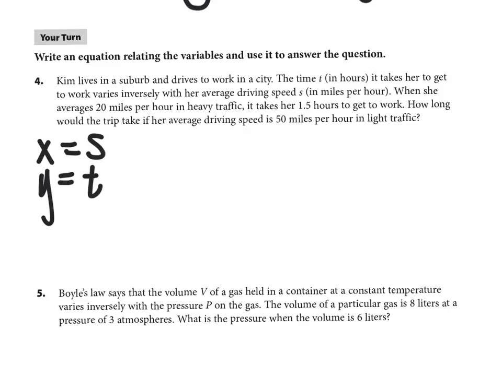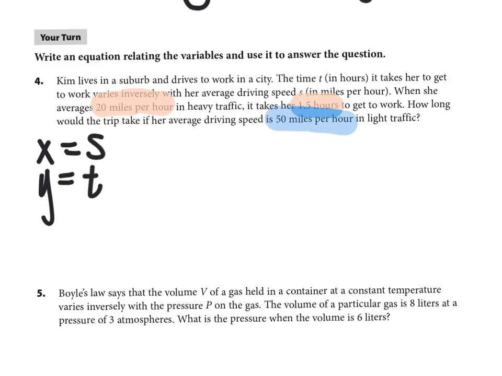So when she averages 20 miles per hour in heavy traffic, it takes her 1.5 hours to get to work. So there's our first piece of information. 20 miles per hour, that's our speed, by the way, it takes 1.5 hours. How long does the trip take her if her average driving speed is 50 miles per hour? So there's our second piece of information. So we actually have both sides of our equation.